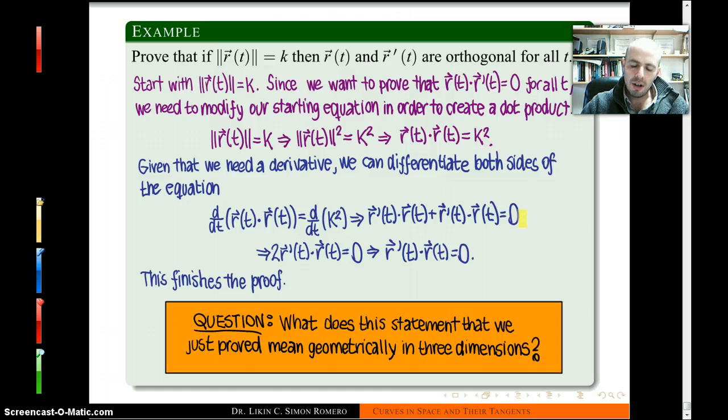Two things. First of all, a question that you can think on your own, and we can discuss it later when we are in class: what does this statement that we just proved mean geometrically in 3 dimensions? And the other thing that I want to tell is, how do I realize that I have to raise to the square? The reason is because we want to modify our starting equation in order to create a dot product. The easiest way, starting with magnitudes, to create dot products is raising magnitudes to the square, because then you obtain that the magnitude squared is equal to the dot product of the vector with itself.